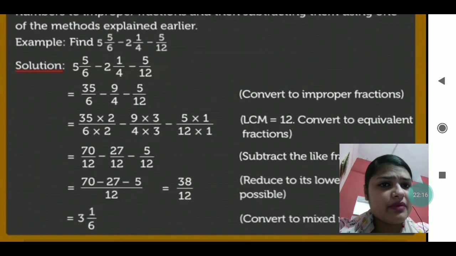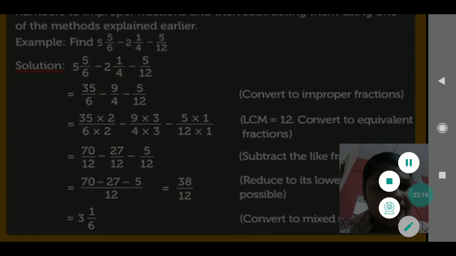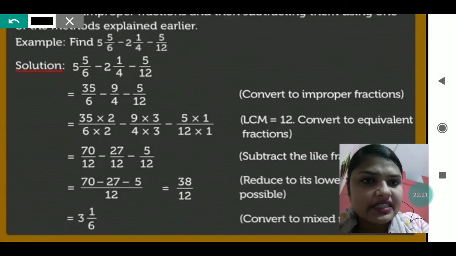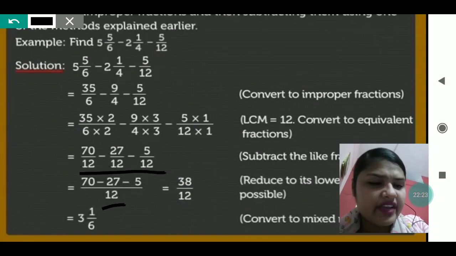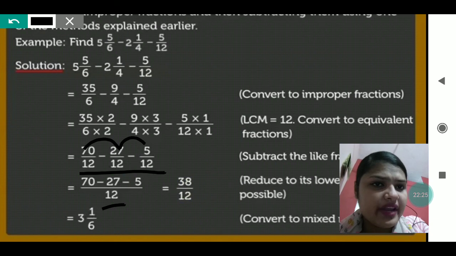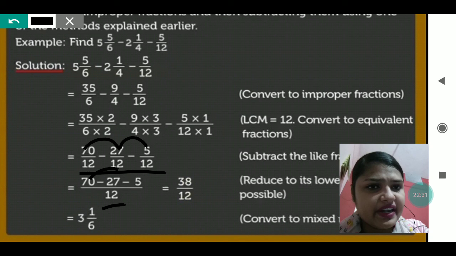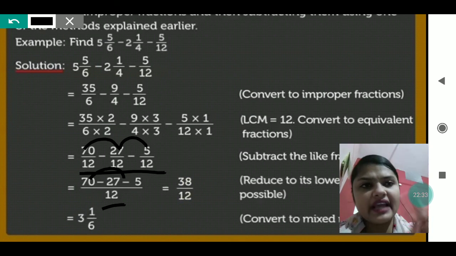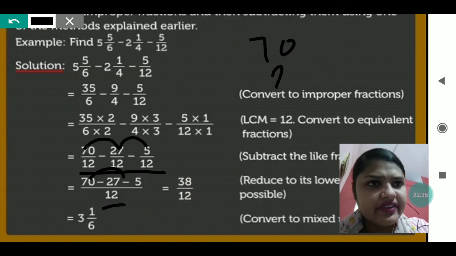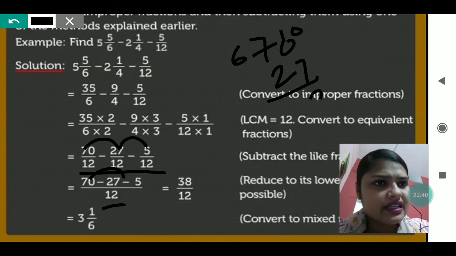Now, is it easy to find the difference between the numbers? Yes, now it's very easy to find. Why? Because all the denominators are 12. So we can take the common denominator, and only the numerators we have to subtract. So 70 minus 27 minus 5: first you subtract 70 and 27, taking two numbers at a time. You will get 10 minus 7 will be 3, and 6 minus 2 will be 4.